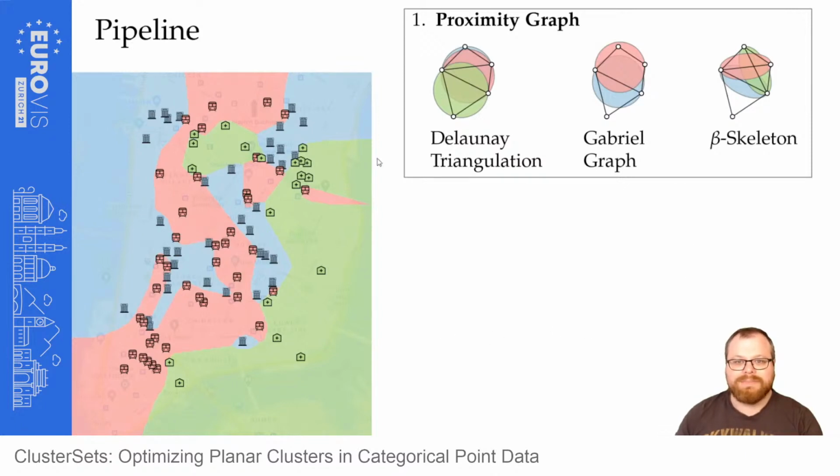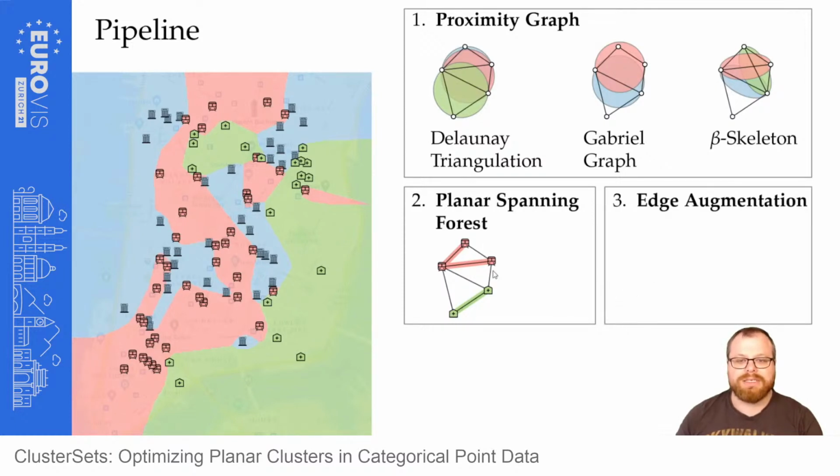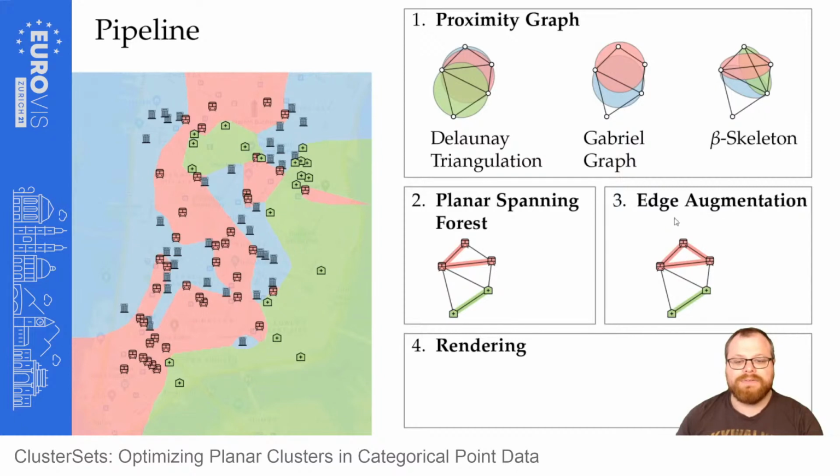In the second step, when we have the proximity graph, we want to find a planar spanning forest in it. So for this example, if these points are red and these are green, then this would be a planar spanning forest. In the third step, we want to augment this spanning forest. So between vertices that are in the same component, we can add more edges to make it a bit more dense. And finally, after we've done that, we want to render our solution.